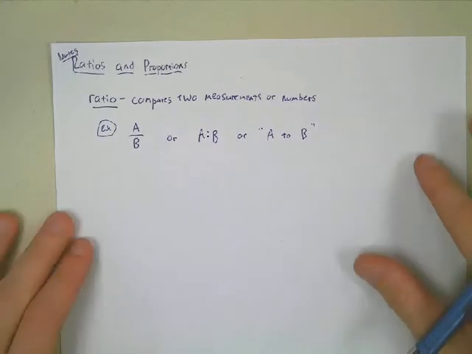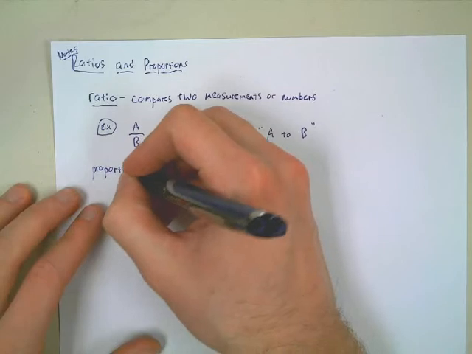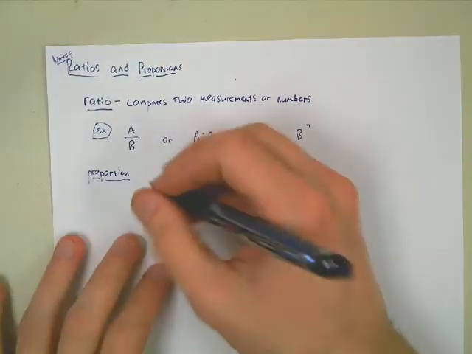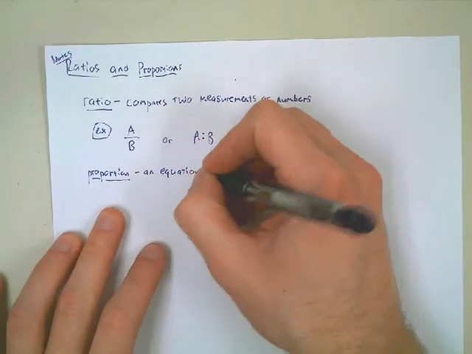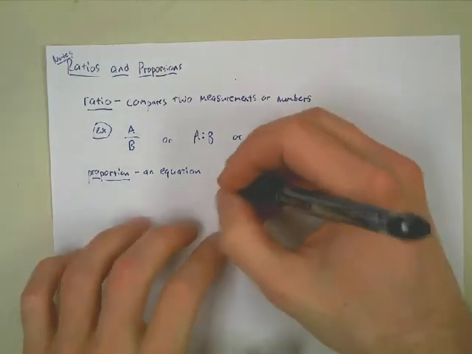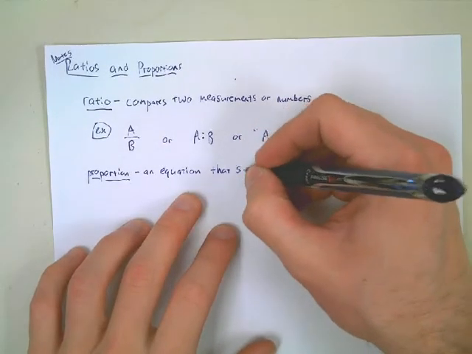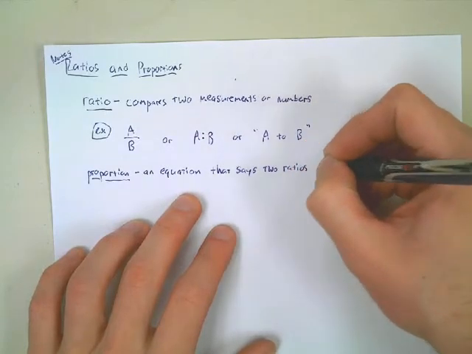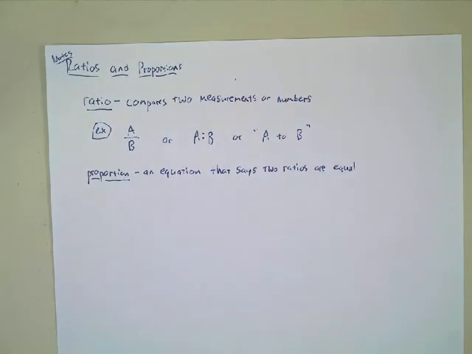Okay? So, a proportion, all right, so what is a proportion then? A proportion is an equation. And what makes something an equation? What does it have? What does an equation have? An equal sign, that's right. So it's just an equation that says two ratios are equal. All right, that is a proportion. An equation that says two ratios are equal.